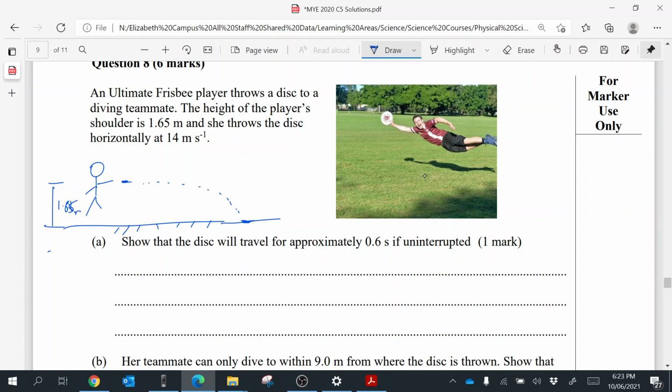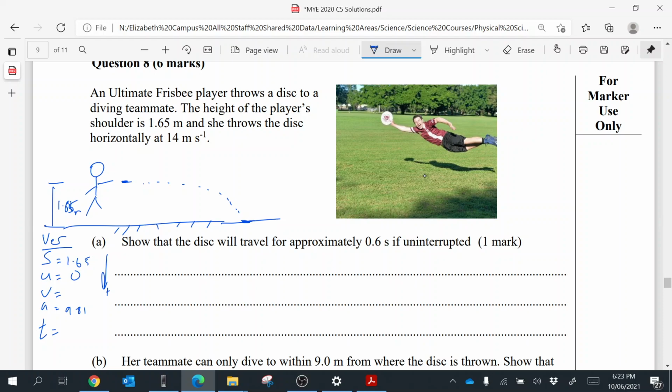So what do we know? S, U, V, A, and T. And this is all in the vertical. So we want to say the vertical height is 1.65. Okay. U is 0. Velocity, we don't know. Acceleration is 9.81 meters per second squared. I'm going to put downwards as positive, 9.81. And time, we're not sure about yet.